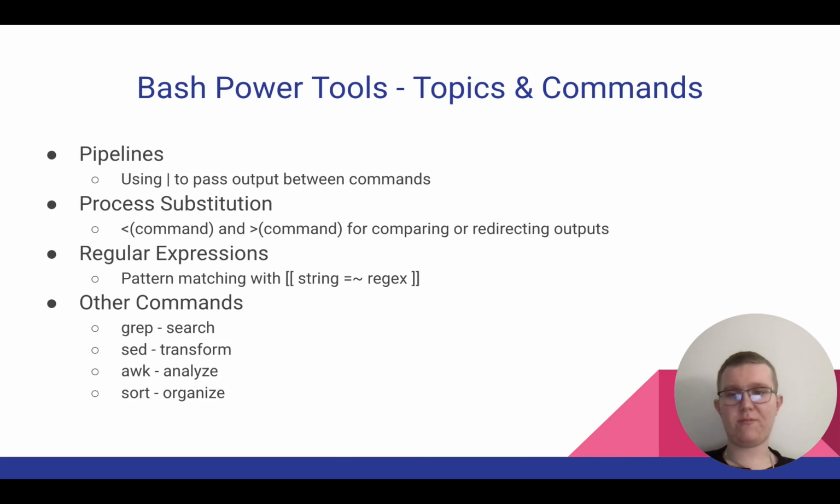So moving on, we have pipelines, and all you do is you use a vertical line to pass output between commands. This is something that I previously covered in my Linux series, and it's used very similarly in Bash scripting. So next up is process substitution. You have either less than or greater than with whatever command for comparing or redirecting outputs. I also covered this briefly in my Linux series. It's expressed a little bit differently, but the logic is the same.